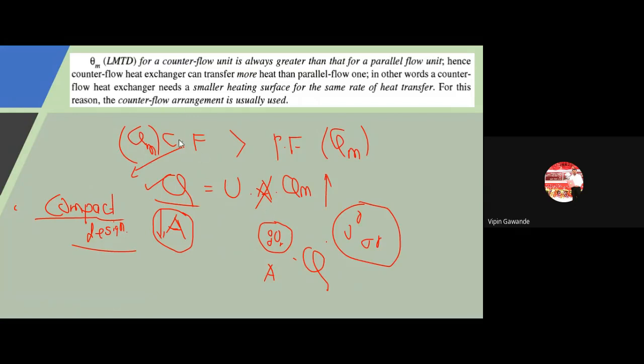So LMTD for the counter flow heat exchanger is greater. If the LMTD for the counter flow heat exchanger is greater, then its area is less. And area is less means the counter flow heat exchanger has a compact design. So this is your 1 mark question for the GATE examination. That is asked in the examination.